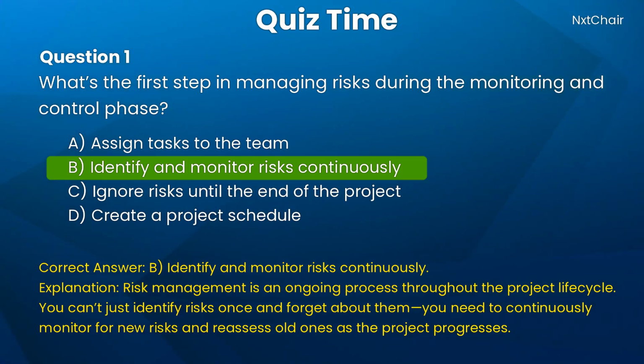Correct answer: B. Identify and monitor risks continuously. Explanation: risk management is an ongoing process throughout the project life cycle. You can't just identify risks once and forget about them. You need to continuously monitor for new risks and reassess old ones as the project progresses.